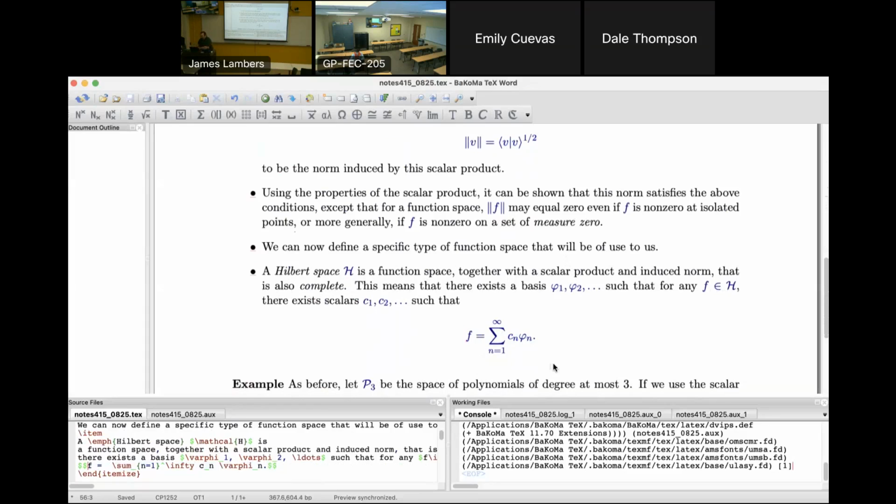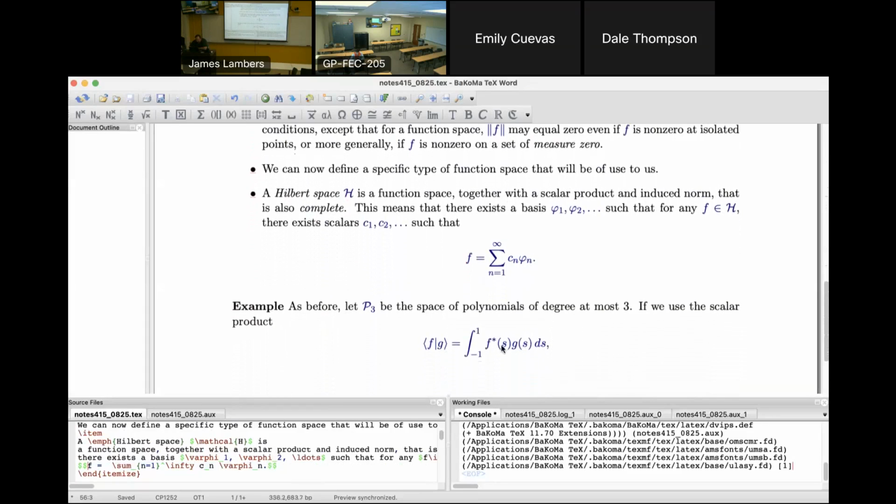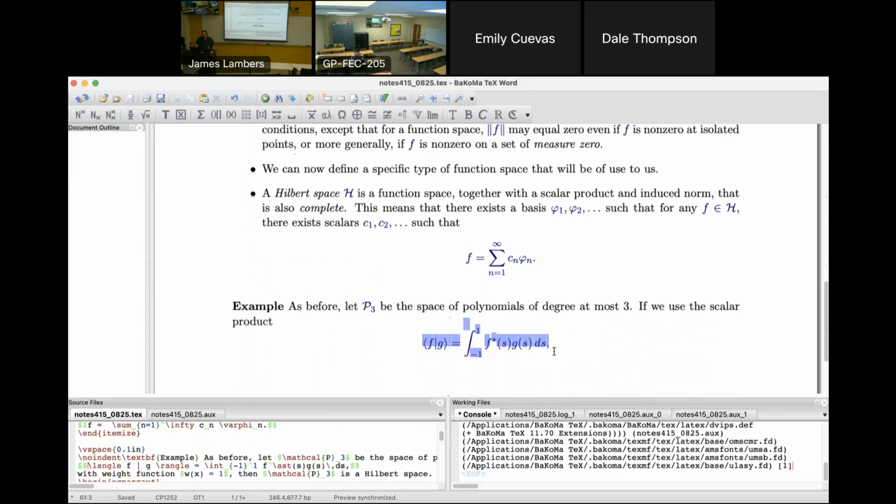So I'll give an example of a Hilbert space. The space I mentioned last time, P3, all polynomials of degree at most 3. And we'll work on the interval -1 to 1. So this is our scalar product. So integral from -1 to 1. And the first function f is conjugated. So don't forget that. If you allow the functions to be complex valued, you have to remember to conjugate.